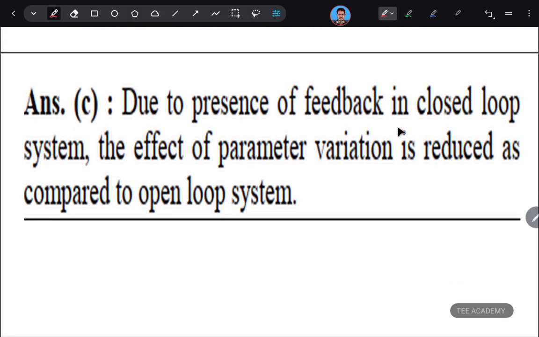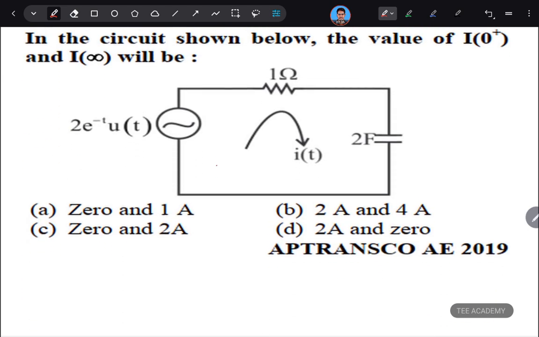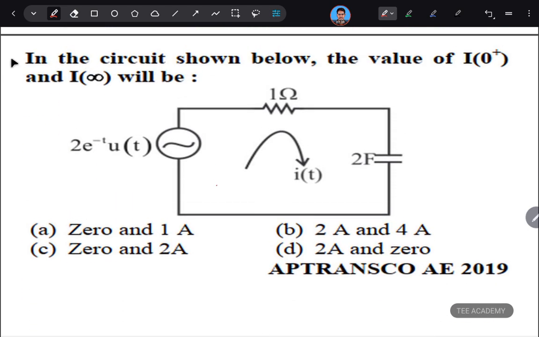Due to the presence of the feedback, in the closed loop system the effect of parameter variations is reduced as compared to the open loop system. So that's a comparison between the open loop and closed loop system. Next question, friends. In the circuit shown below, the value of i of 0 plus and i of infinity will be. So this is a network given.